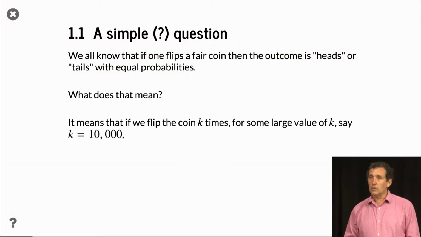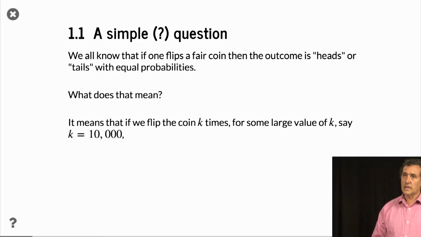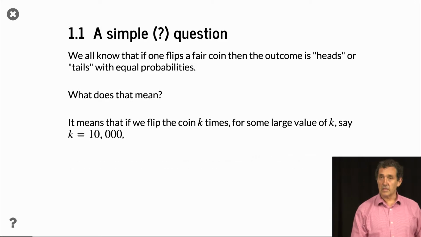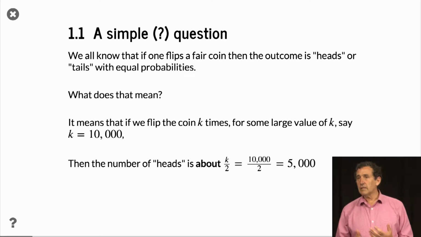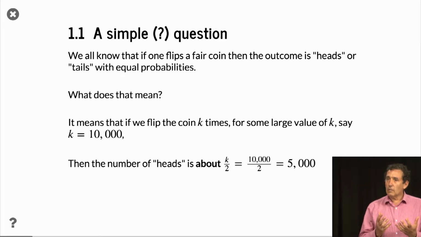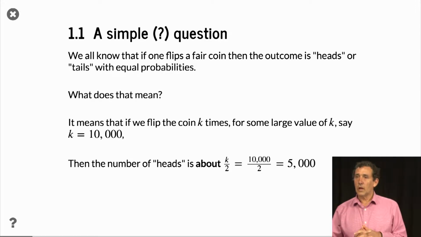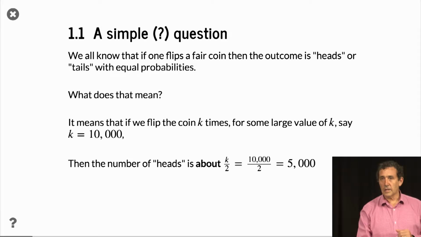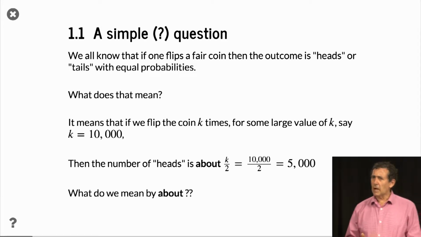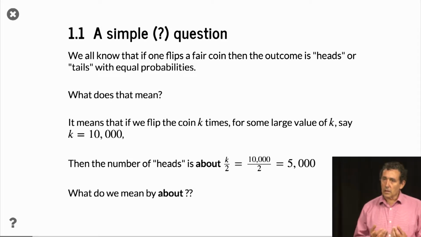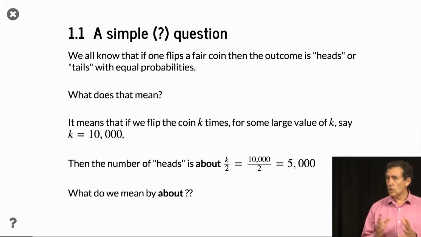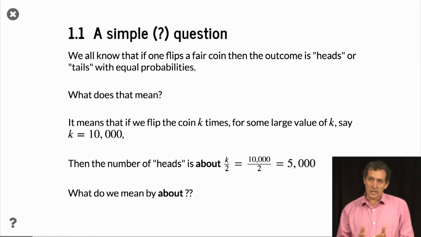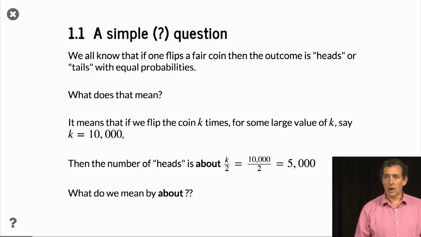if we flip the coin many times, then for some very large number of coins that we flip, let's say 10,000, we'll get the number of heads is approximately or about 5,000. That's what we expect. But what do we mean by about? How can we express this notion of about in a better way? Because we might be actually interested in knowing how far from that we are.